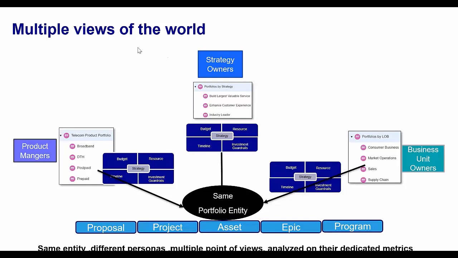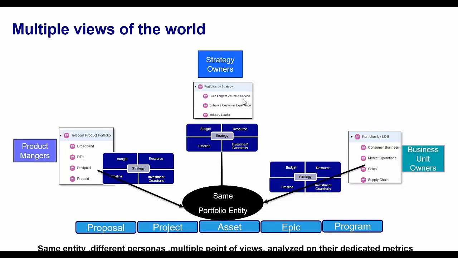For example, in this diagram, you can see there are product managers who would like to view the projects or proposals from the product's angle with corresponding key metrics and financial information. Business owners or business unit managers would like to view the projects and proposals in the BU architecture with different key metrics. And there are strategy owners who would like to see the portfolios from their perspective as well.